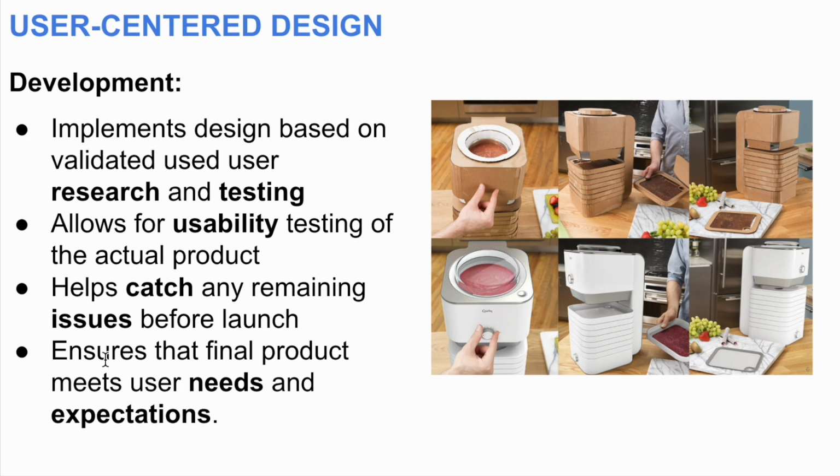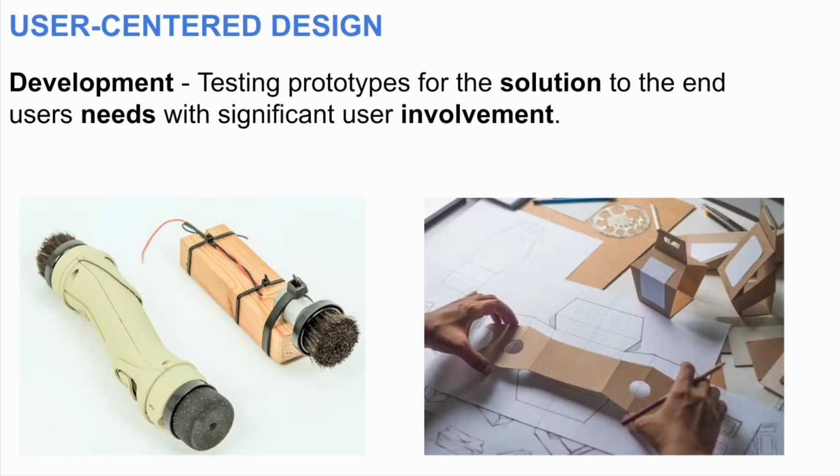And so you can see how this coffee, or I'm not sure exactly what kind of product this is, it looks like a coffee pot to me, but it looks like what they're doing here is testing it with different fidelity models, right? This is a lower fidelity model and a higher fidelity model. Here's another example of different fidelity models. You've got cardboard models here, a real rough model right here, and then a more refined model here. And that's the development stage also. It's testing prototypes for the solution to the end user's needs with significant user involvement. Again, I cannot emphasize this enough: you need significant user involvement.